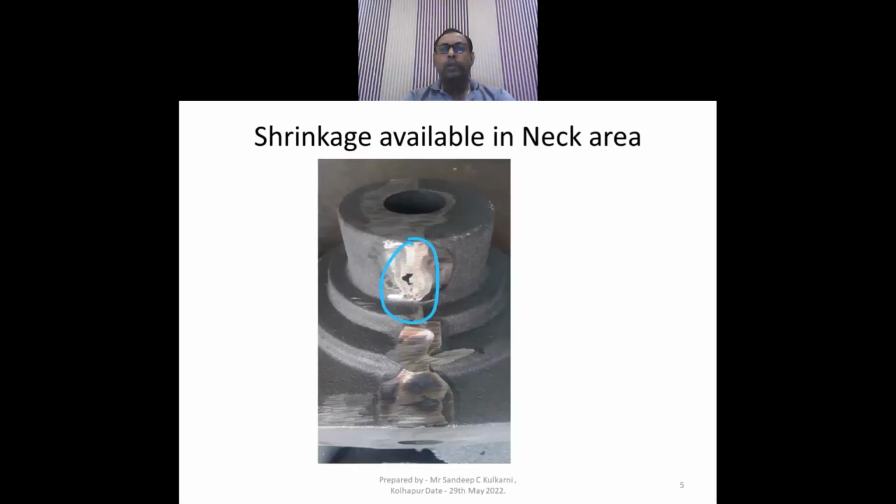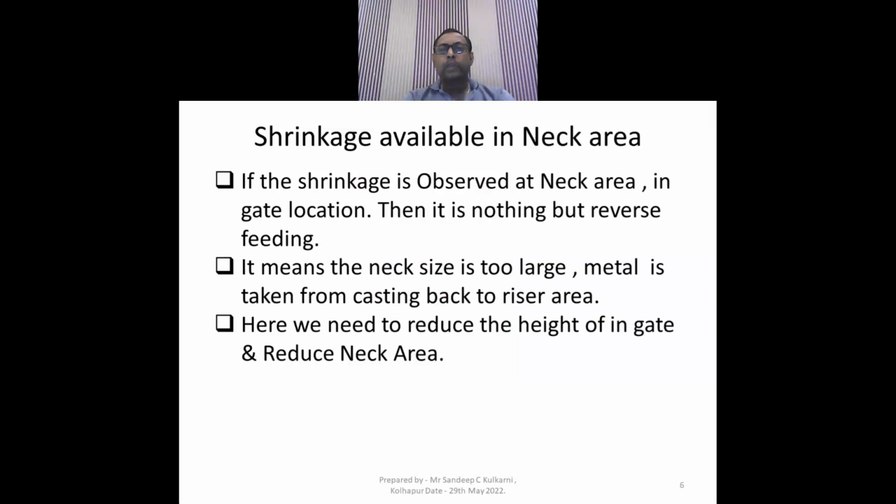Shrinkage available in neck area. I have shown here one photograph for your ready reference. If the shrinkage is observed at the neck area, at the ingot location, then it is nothing but reverse feeding. It means the neck size is so large that the metal is taken from the casting back to the riser area. So it is called reverse feeding. Here we need to reduce the height of the ingot to reduce neck area.